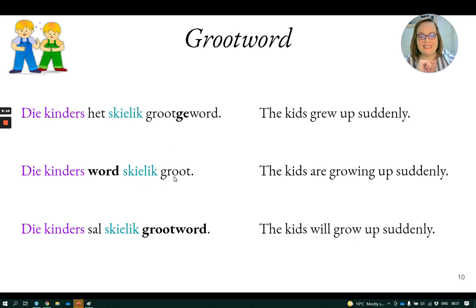So I just want to say the skielik is manner. I've added a manner: how quickly they grew up, skielik. Die kinders sal skielik groot word. Future tense, compound verb stays the same. Past tense, the compound verb gets a ge in the middle before the verb. And in present tense, word being the verb, you know where the first verb goes? In the verb one position, and the second word pushes the other word to the end. Do you see it? Pause for a moment just to double check.